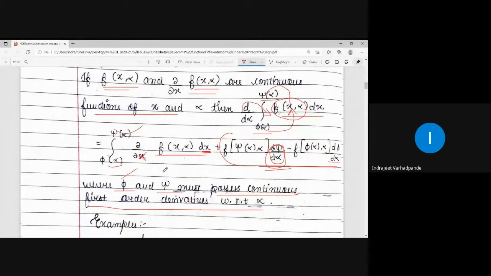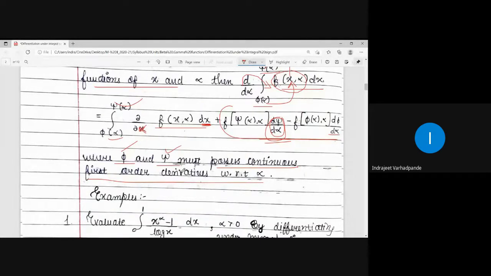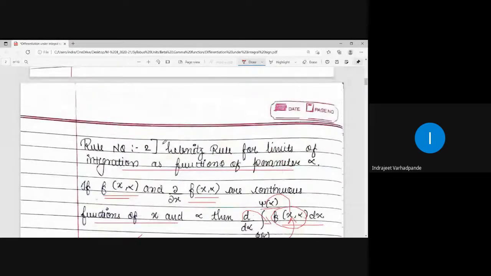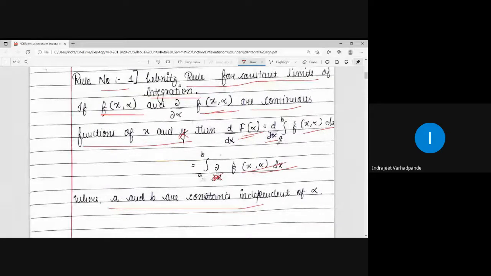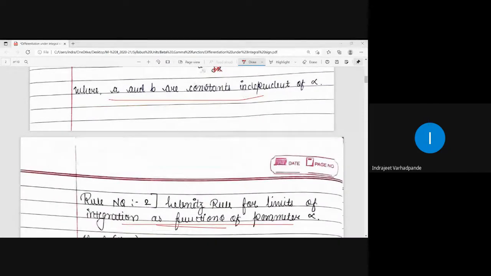So in this case, psi and phi must possess continuous first order derivatives with respect to alpha, and that is how we try to simplify Leibniz rule number 2, where the limits are functions of parameter alpha, and in rule number 1 the limits are constant limits of integration, and we apply the Leibniz rule. So this is all regarding Leibniz rule, which is specifically mentioned for differentiation under the integral sign.